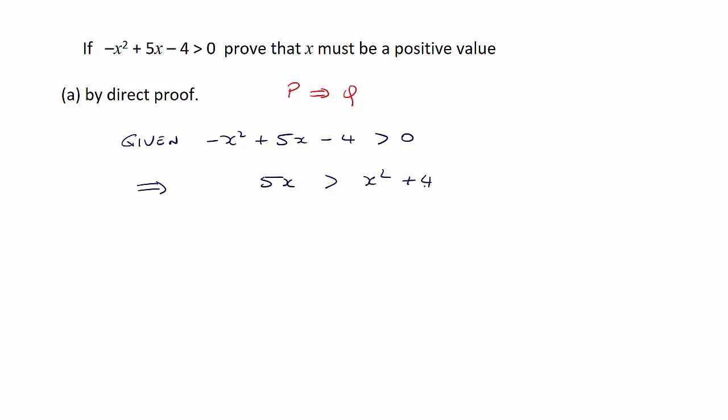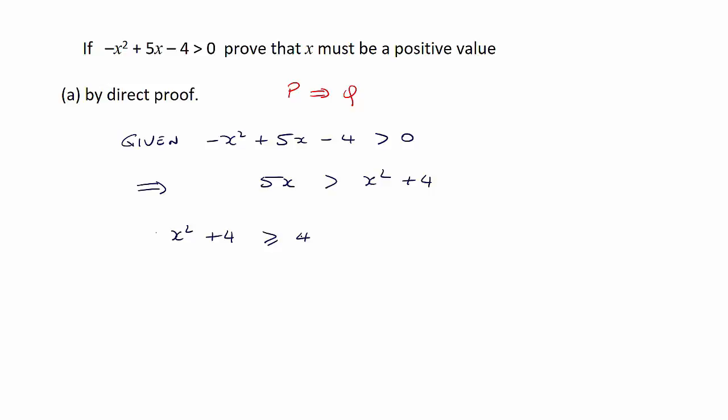Now let's look at the x squared plus 4. x can take any value at this stage, but if we square any number, it's going to be either positive or equal to 0. So if x is equal to 0, we'll have 0, but any other number will give a positive number. So we can say that x squared plus 4 must be greater than or equal to 4, because x squared is greater than or equal to 0.